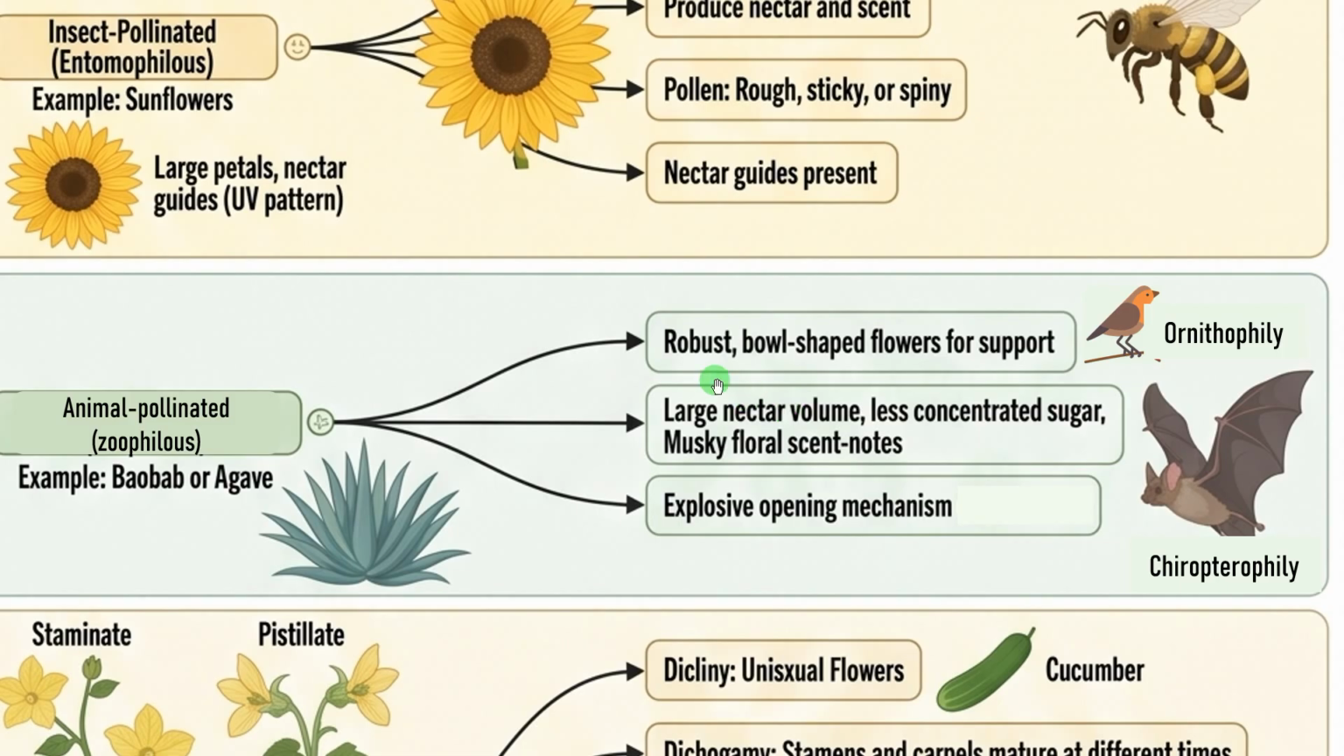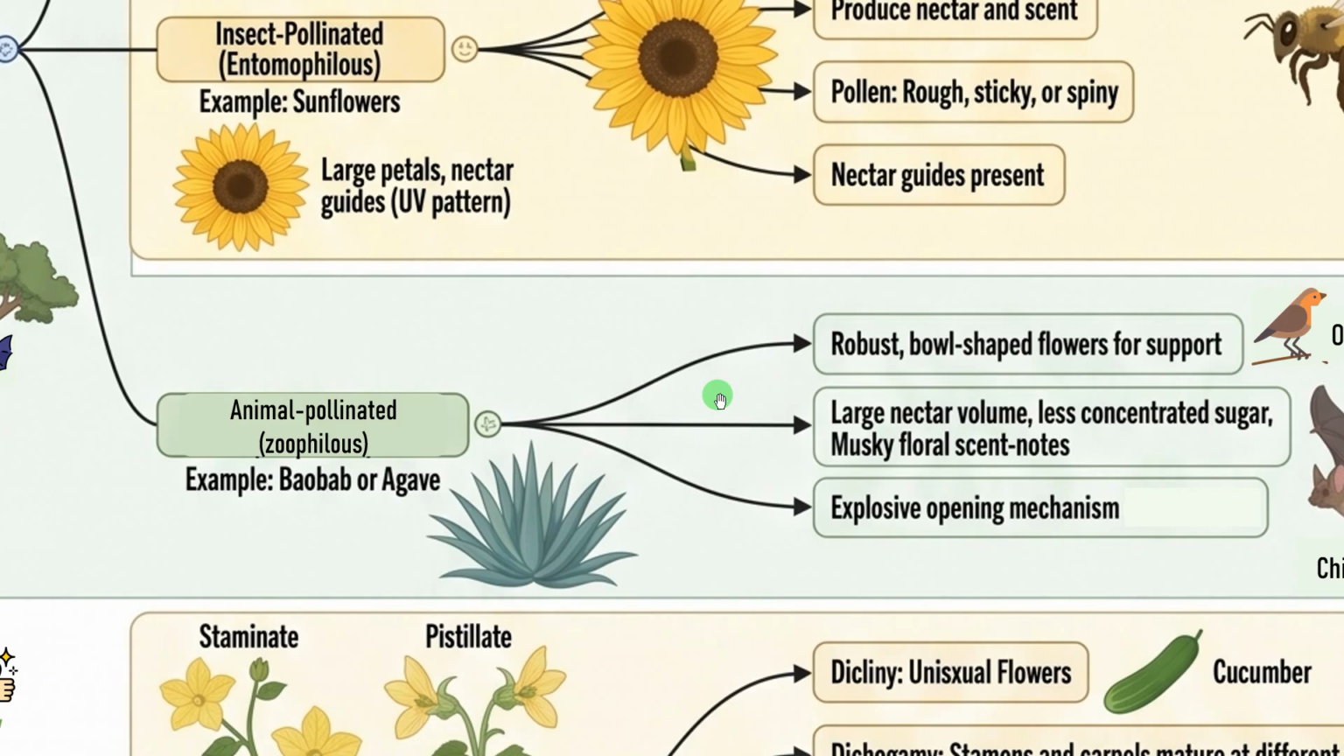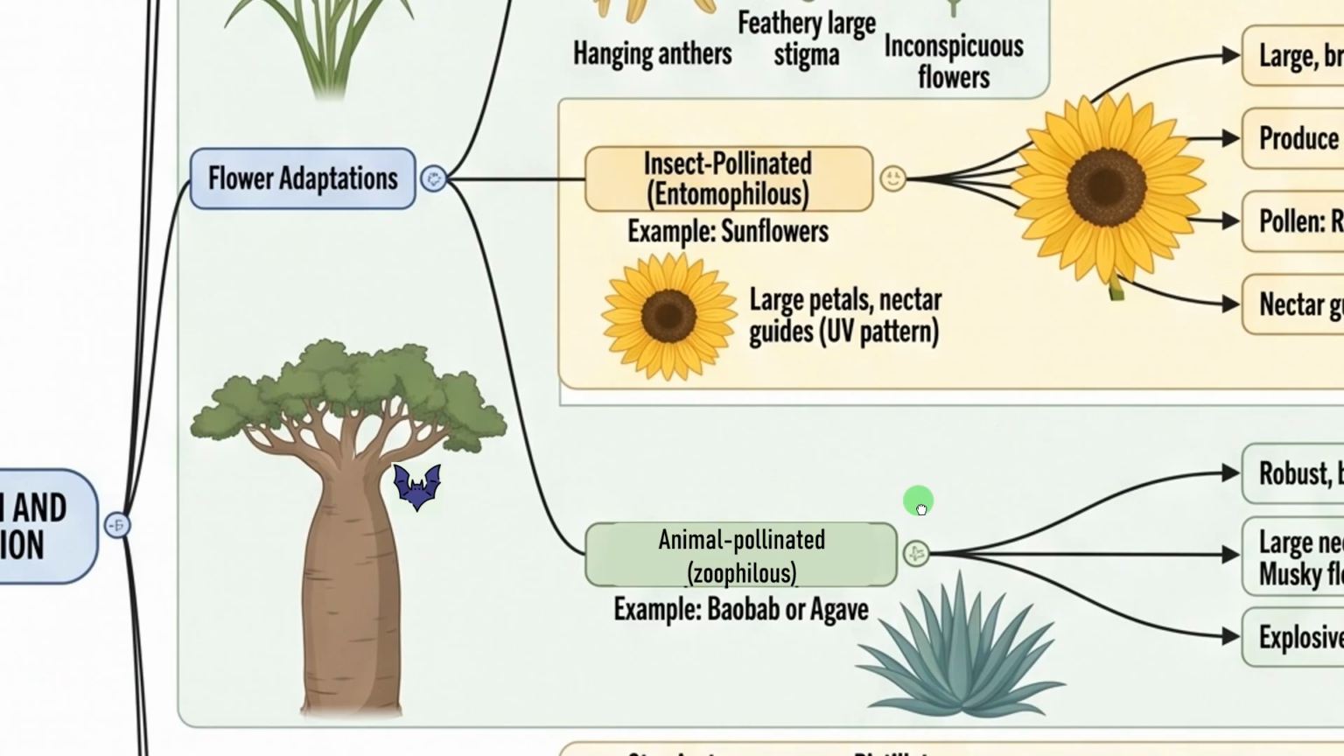The adaptations include robust flowers, bowl-shaped flowers for support. The shape is in tune with the pollinator. Large nectar volume with less concentrated sugar, musky floral scent. Then there are explosive opening mechanisms. In the case of squirrels, upon touching the plant, there is an explosive opening mechanism as in Mucuna. There are different animals involved in pollination like birds, bats, snails, rodents, squirrels, etc. So this is about the pollinating agents.